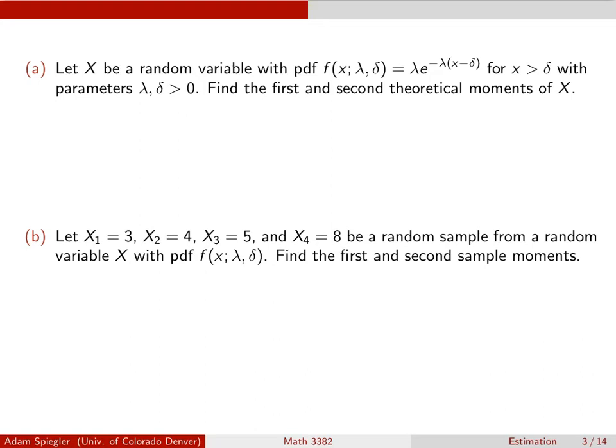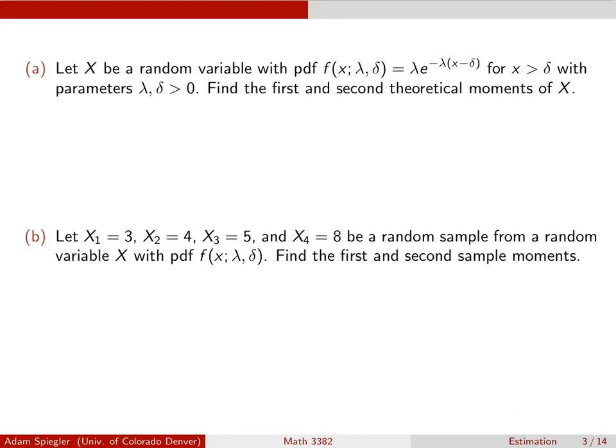Okay, in this example, we are going to take a look at a random variable x, and let's assume it's continuous, and it comes from a distribution with PDF given over here. So we have two parameters, lambda and delta, and here's a formula for the PDF, and we're assuming here that values of random variable x are strictly greater than delta. Both of these parameters are positive. And so we want to find the first and second theoretical moments of x.